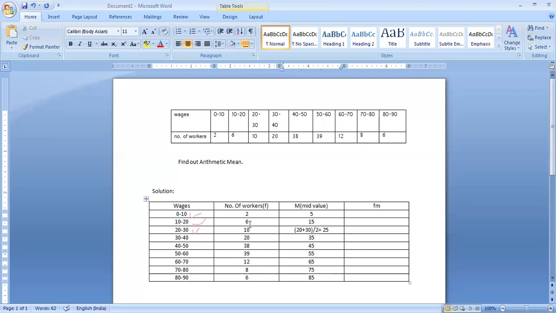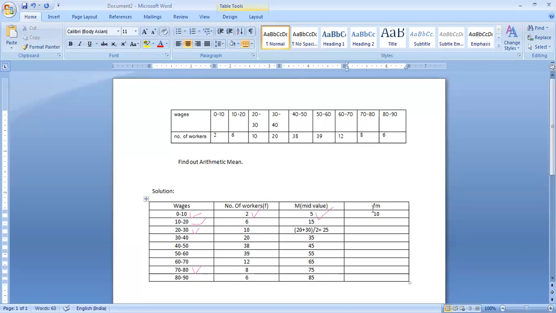I hope you understood. See, you can cross check. 70 plus 80 by 2. 70 plus 80 is 150. 150 by 2 is equal to 75. Like that. These are mid values. Now coming to FM, how does it come? F is here. F's value is here. In the problem it is there. M value, mid value, we have calculated. 2 into 5 is 10. That you have to note down here.